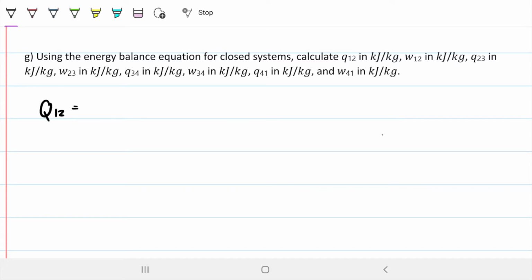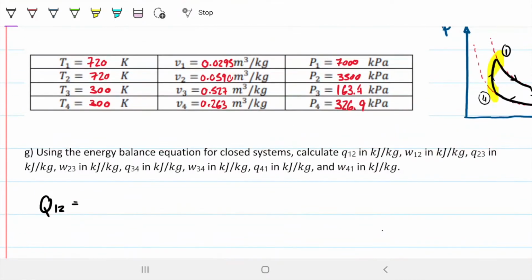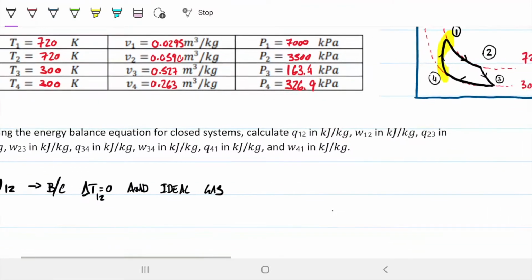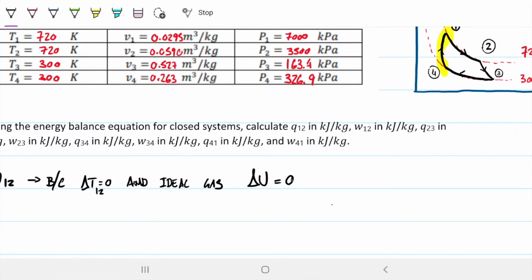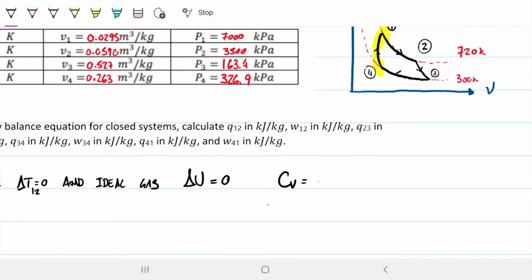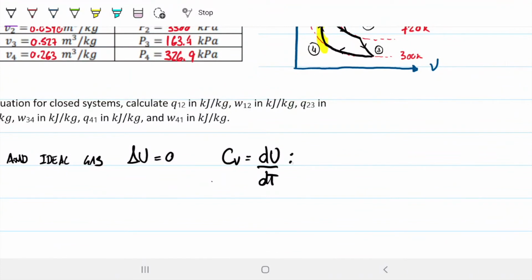From 1 to 2, we have an isotherm, right? Because it's an isotherm, delta T is 0 from 1 to 2, and it's an ideal gas, then our delta U equals 0. That happens because, if you recall, Cv equals du/dT, and for an ideal gas, we're considering that constant, so Cv delta T equals delta U. Our delta T is 0, so delta U is 0.